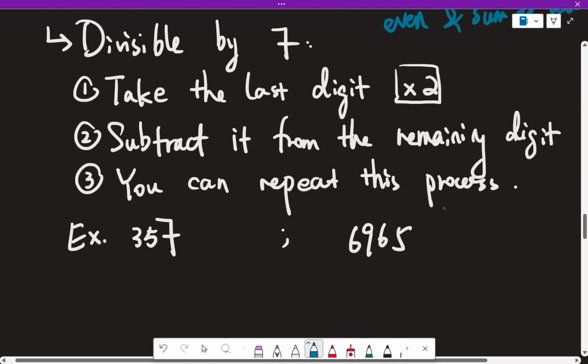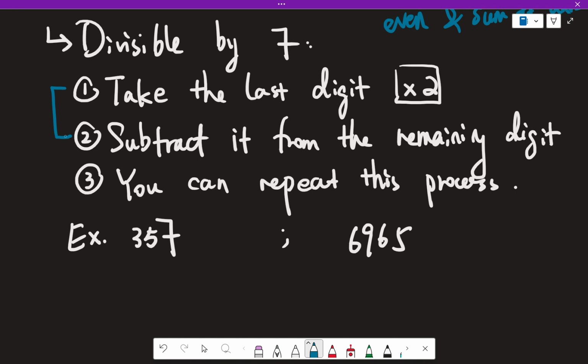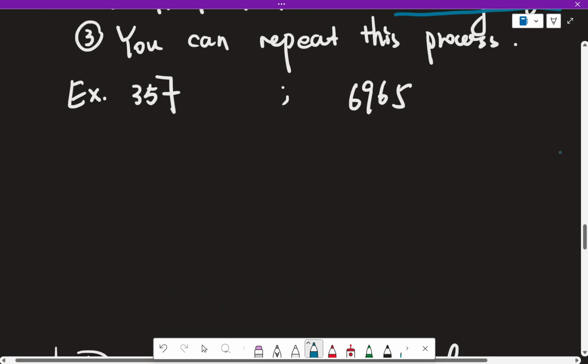Divisible by 7. This one's very interesting. We perform primarily 2 steps. We take the last digit of a number, double it, and subtract it from the remaining digits. And we can repeat this process over and over again to reduce the magnitude of the number that we are judging. If the residue of this operation is divisible by 7, then the initial number is also divisible by 7. One example would be 357.